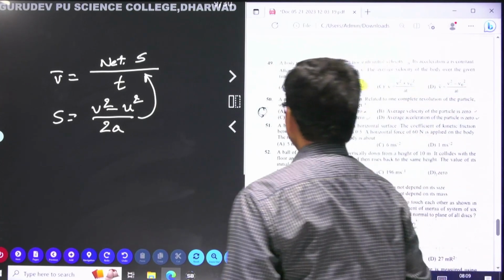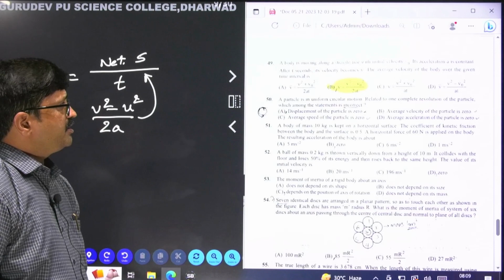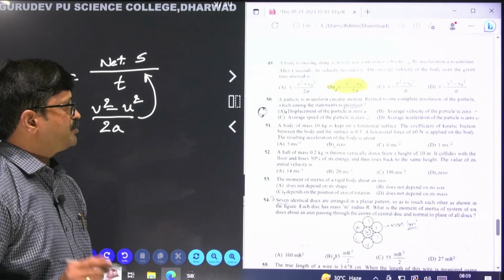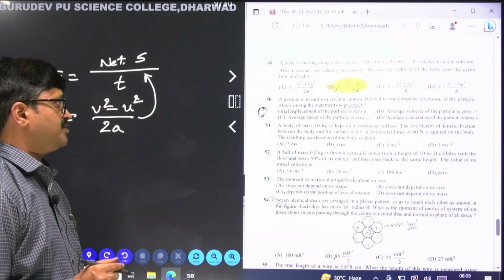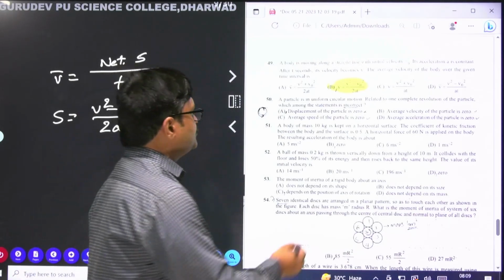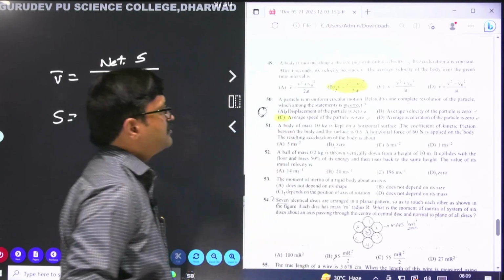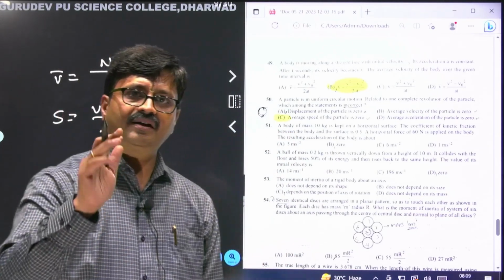Question number 50. A particle is in uniform circular motion. Related to one complete revolution of the particle, which among the statements is correct? This I need not answer; you can very easily go ahead and answer it. You would have answered it correctly. So I can go ahead with the average speed of the particle as 0 here.